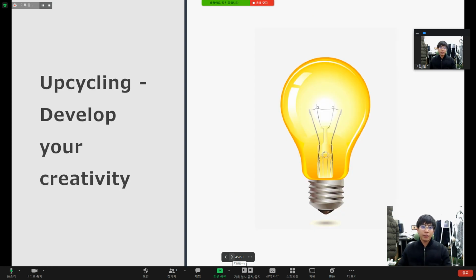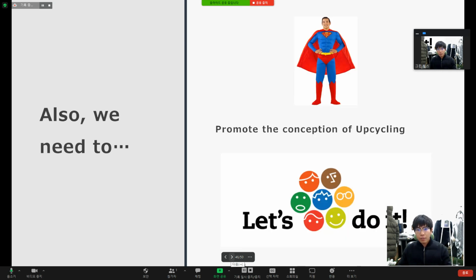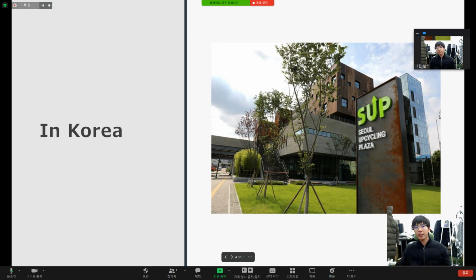So upcycling develops your creativity all the time. That's true. Also, there's a good way to promote the concept of upcycling. Here in South Korea, in Seoul, not far away from this place, we can visit the Seoul Upcycling Plaza. You may find more ideas and methods there.